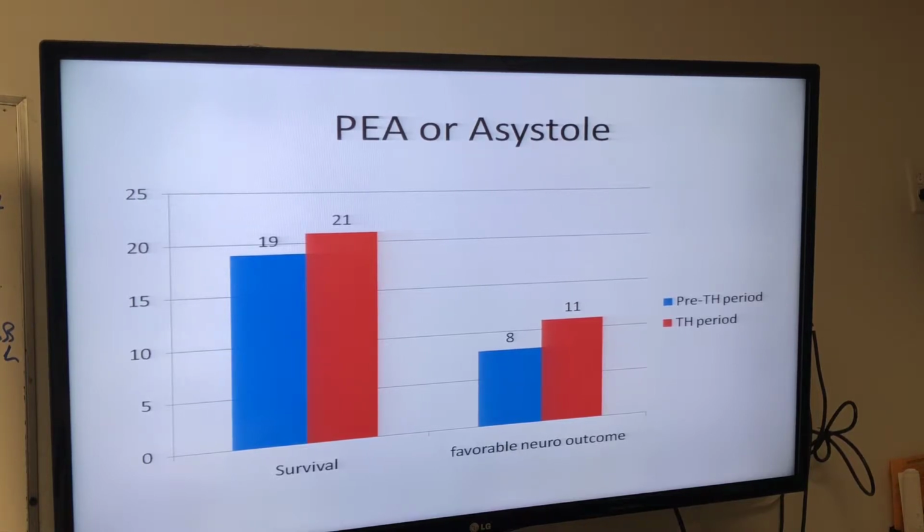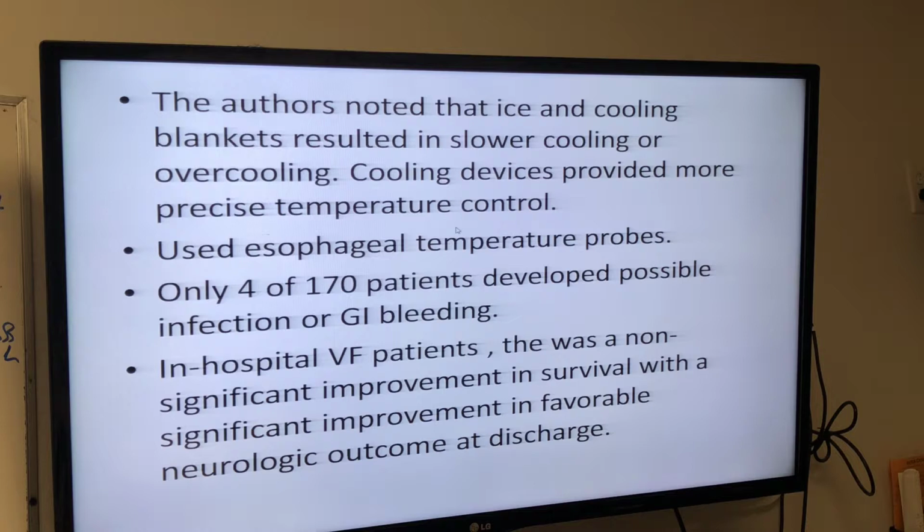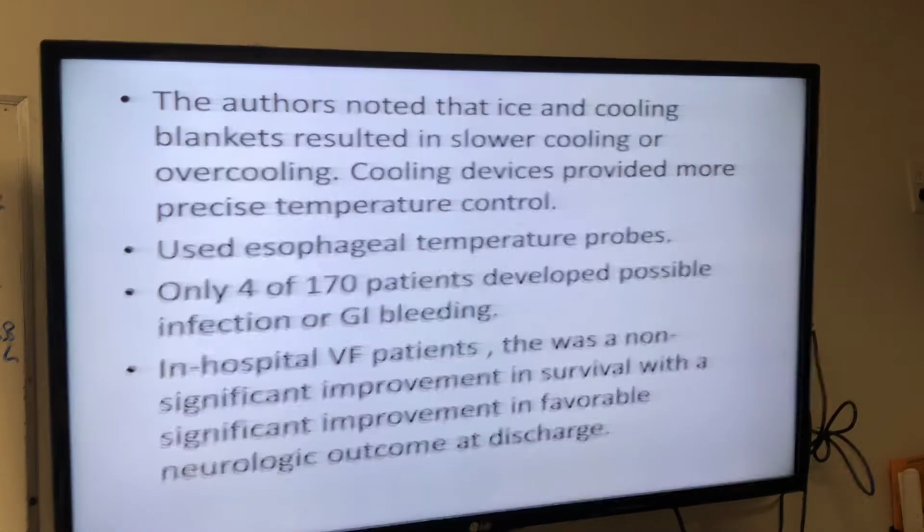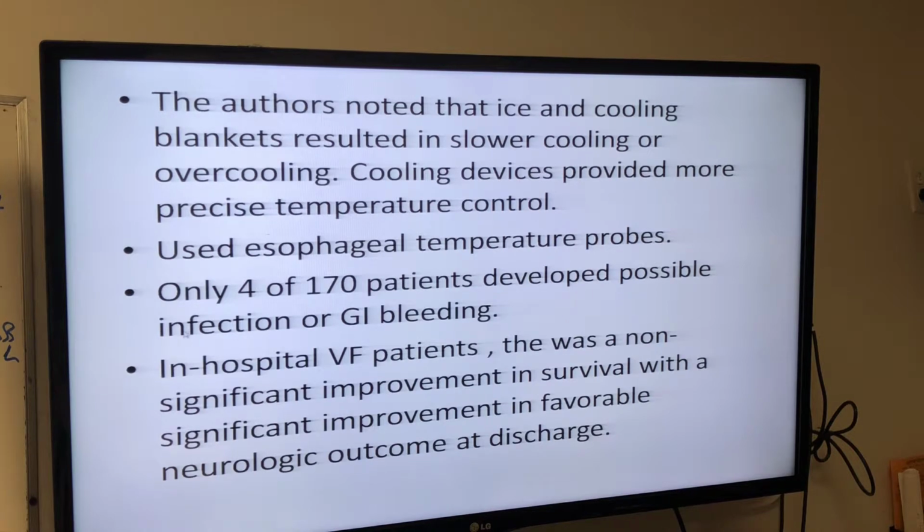It's really bad outcomes. The authors also noticed that if they have a device, they have more precise cooling and warming. If they don't have a device, then you can achieve the temperature faster. By the way, manually I can achieve temperature faster, but you can't stop it. It'll go down below 30 and stuff like that. They used the esophageal temperature probe. We did that from the beginning because we refused to use the Foley probe that the study used, because what if we need bladder irrigation? So esophageal probe. Only 4 out of 170 had developed any infection or GI bleeding. So again, same thing.